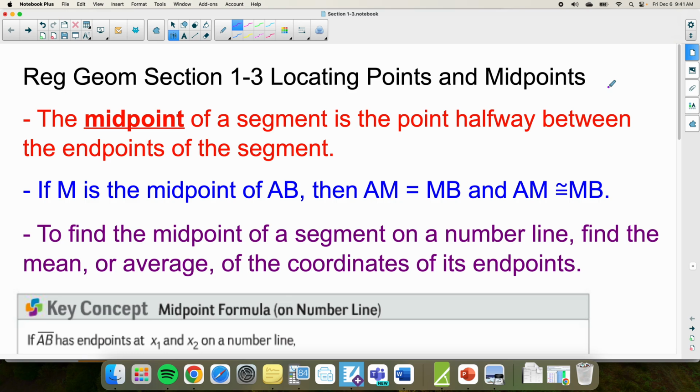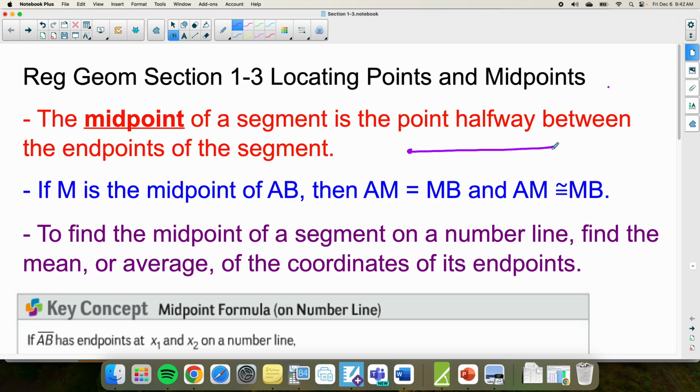Midpoints are easier in my opinion, especially if you look on this top line again. The fourth one over is the midpoint formula, the fifth one over is the distance formula, and the midpoint formula is quite a bit easier. So first of all, what is a midpoint?